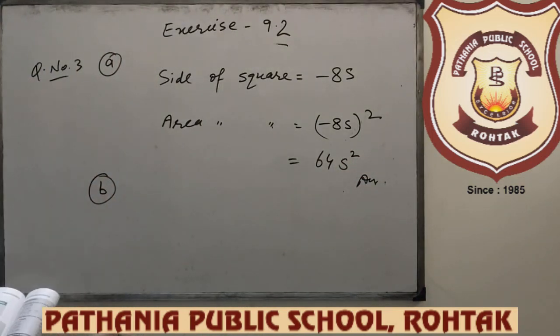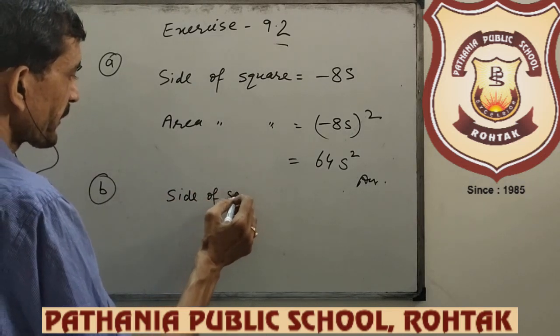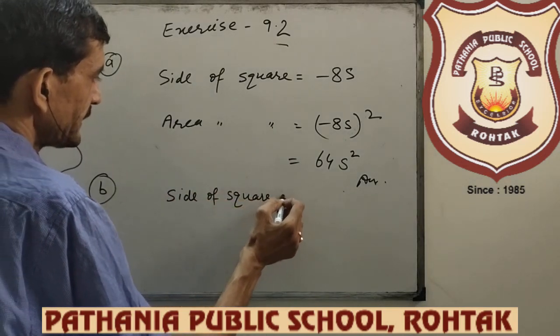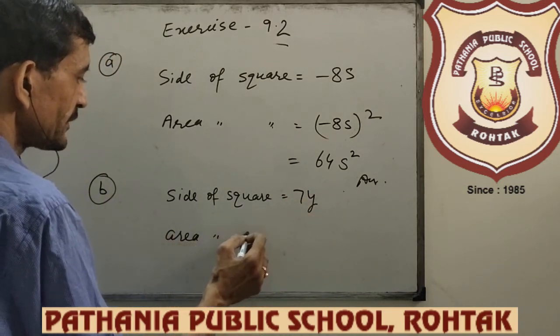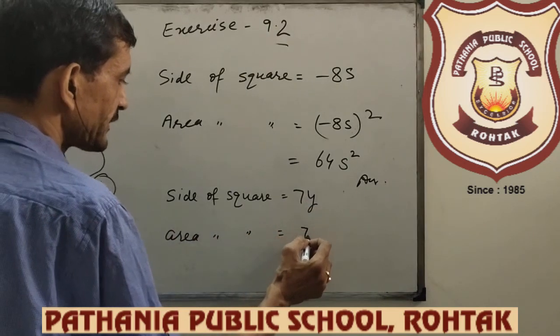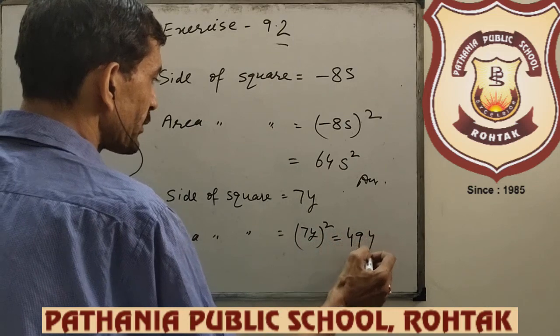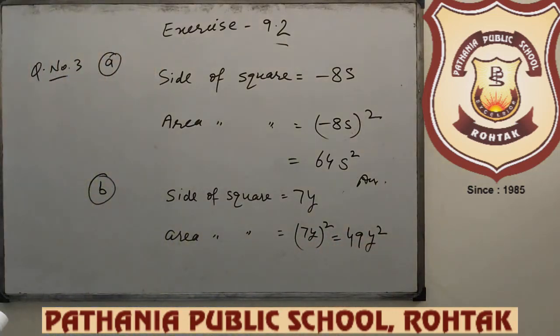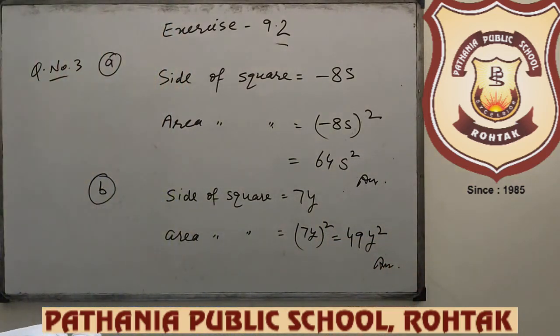In B part, given is 7y, side of square is equal to 7y. Then area of square is equal to side square, 7y whole square. This is what? 7 square is 49 and y square as it is. This is the area, answer. Okay beta. In the same way, the next side is given. Find the area. Same thing is there.